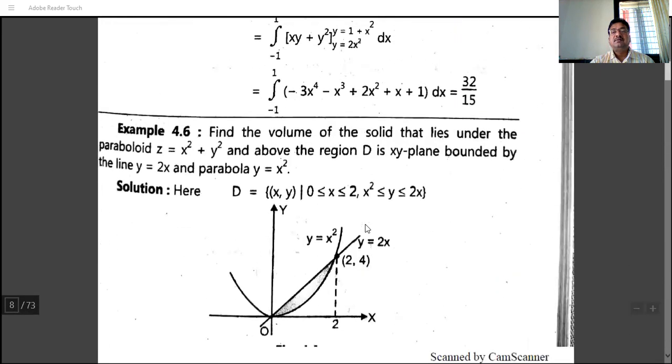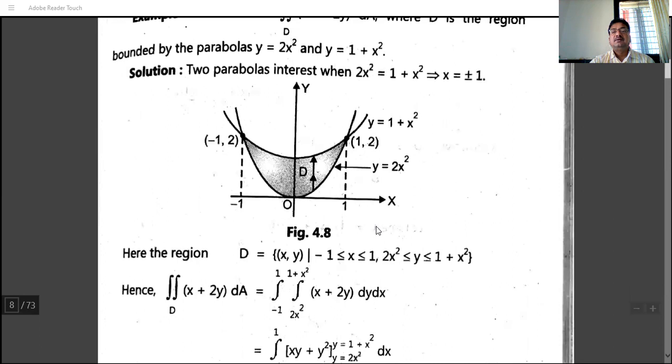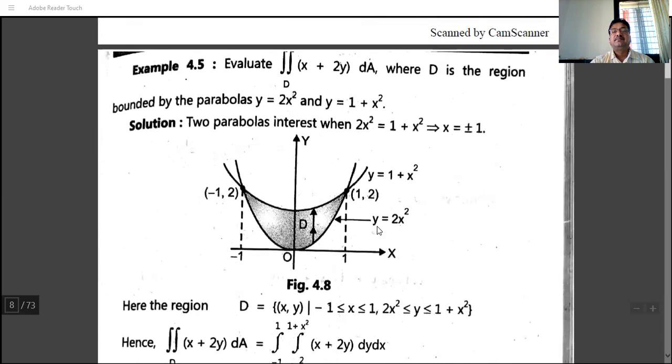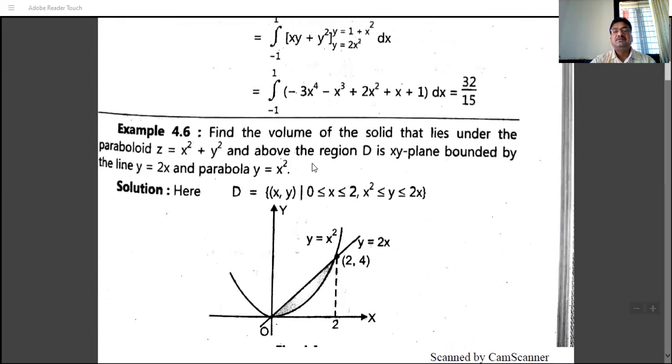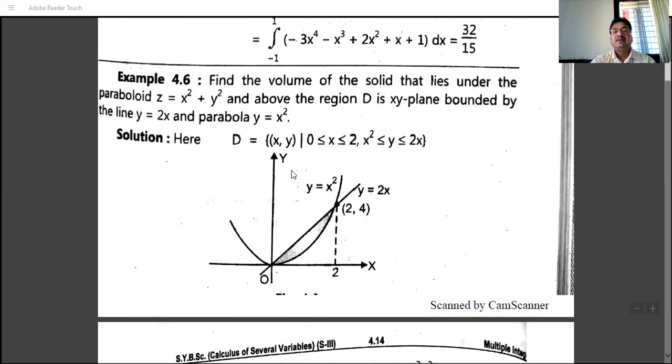So these are some other problems. In order to solve such problems, we have to draw the figure. First we will see this problem: find the volume of the solid that lies under the paraboloid z is equal to x square plus y square, and above the region D in the xy plane bounded by the line y is equal to 2x and the parabola y is equal to x square.